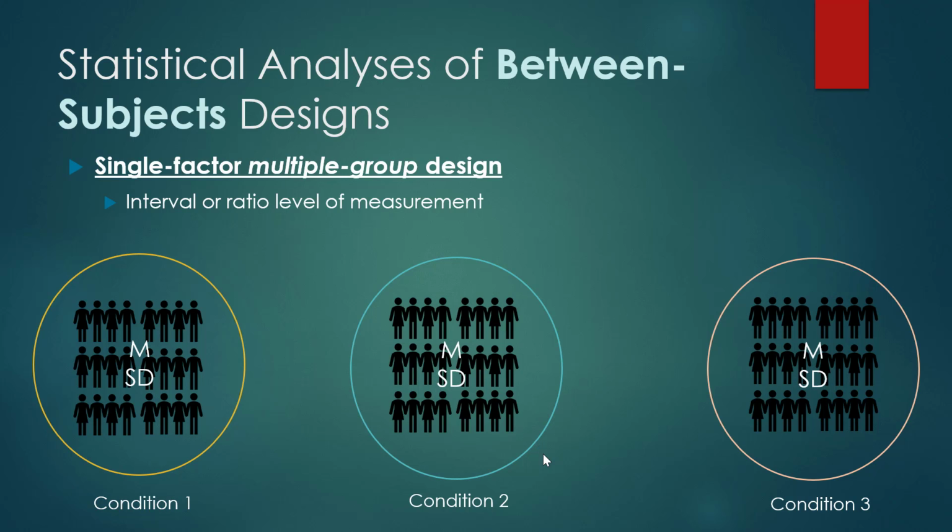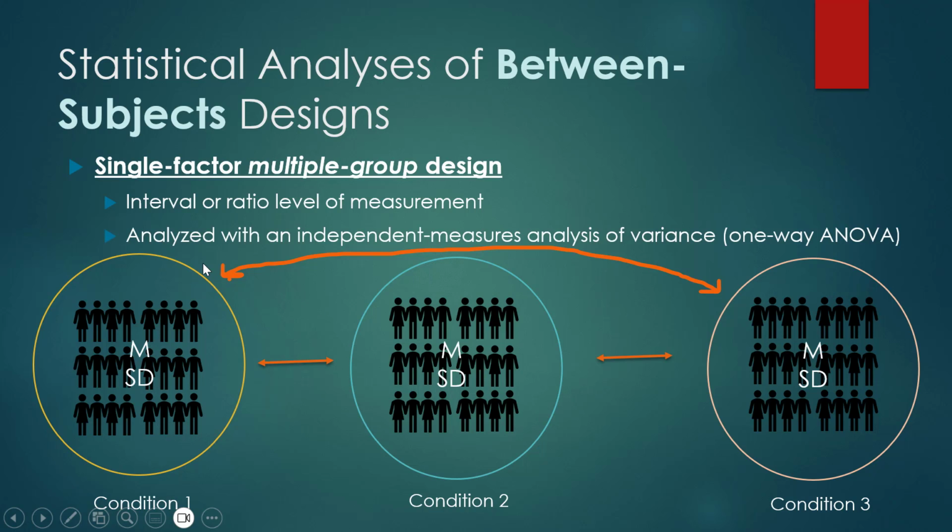Again, because we have an interval or ratio level of measurement, we can compare those means and standard deviations. So we want to compare condition 1 with condition 2, condition 2 with condition 3, condition 1 with condition 3, and that can be analyzed with an independent measures analysis of variance. So note that this is different than the t-test that just compared the means for 2 groups. When we have more than 2 groups, we need to use that ANOVA.